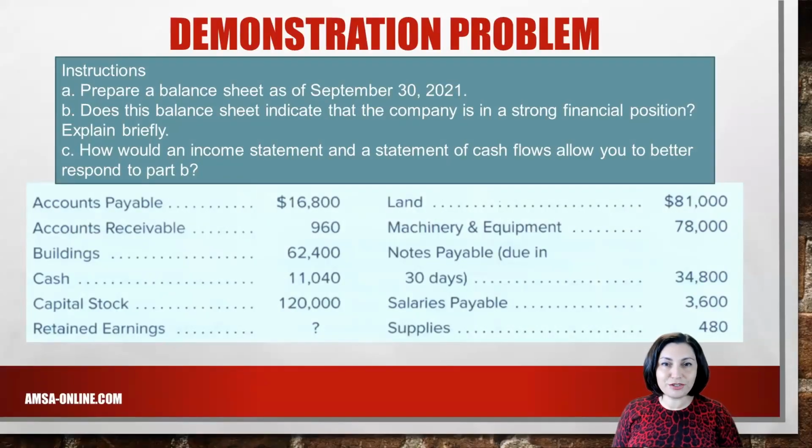For the instructions for this demonstration problem, we need to do the following. Prepare a balance sheet as of September 30th, 2021. Briefly explain whether this balance sheet indicates that the company is in a strong financial position. Decide how an income statement and a statement of cash flows would allow you to better respond to Part B.